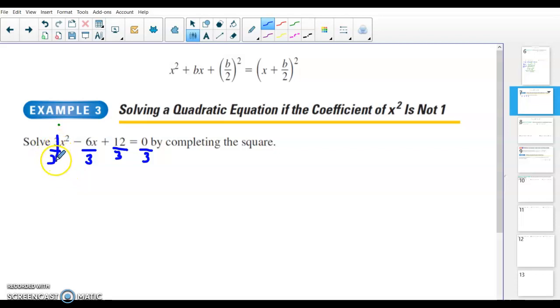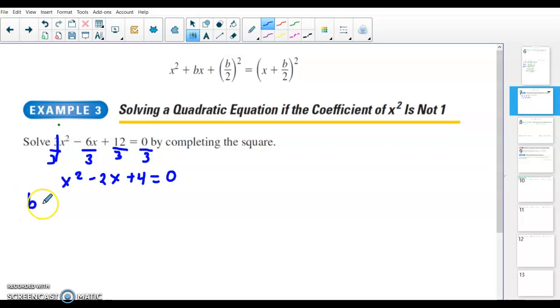So 3 over 3 cancels, and we're left with just x squared. Negative 6 over 3 is negative 2x. And 12 over 3 is 4. And nicely, when you divide 0 by 3, you still get 0. All right, so that's the only thing that we have to do that's different on these type of equations.